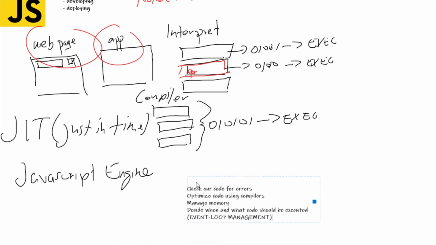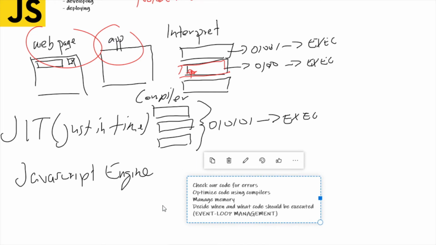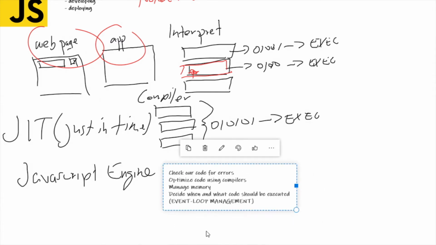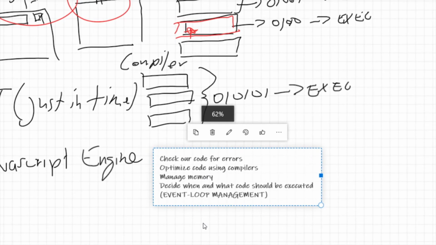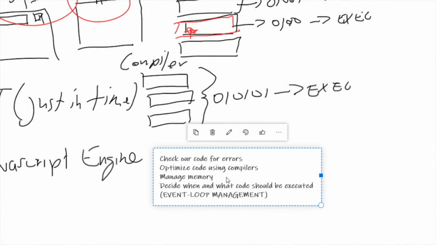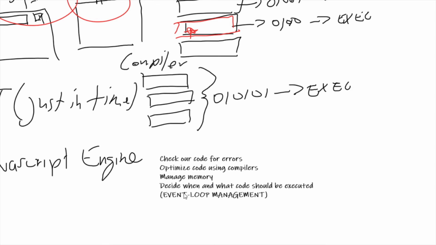Well, the JavaScript engine checks our code for errors, it optimizes code using compilers, it manages memory, and it does this very important thing called event loop management. This is very important to modern day JavaScript. We'll get back to it in a second. And so it decides when and what code should be executed, and in what order it should be executed. Now, JavaScript engines are implemented in browsers, and so different browsers have different implementations of their JavaScript engine.